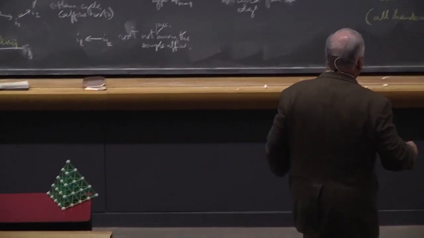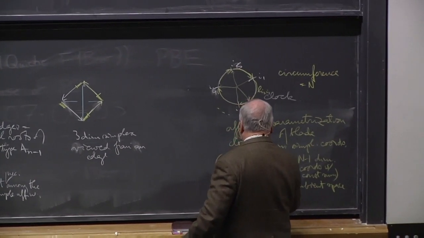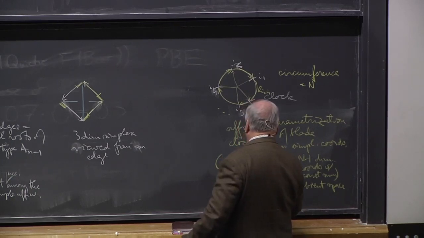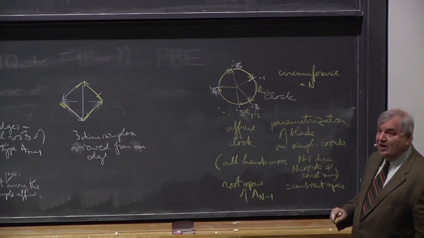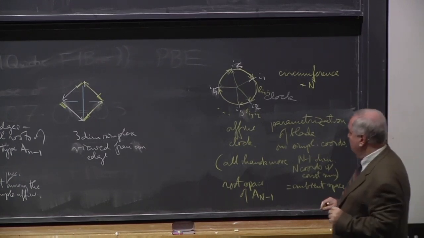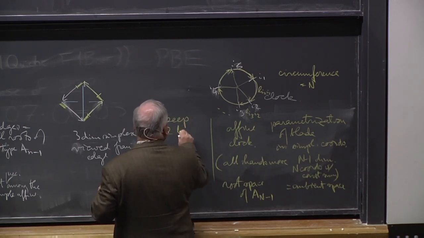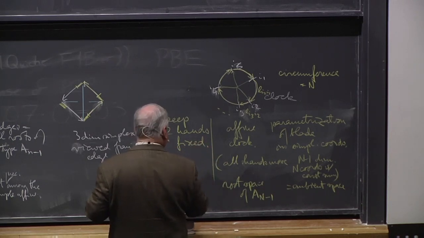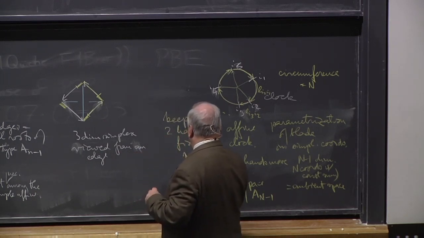So let's write here, this is a root space of the graph An minus one. Yes, so we need something of codimension one, so we're going to keep two hands fixed. We're going to have two arbitrary in turn. And you're going to have here some and here some others.